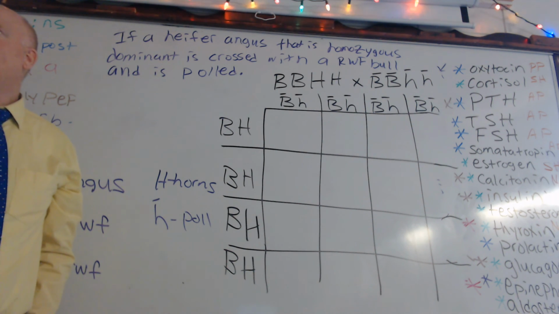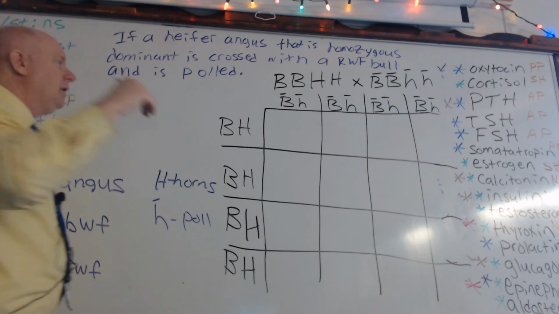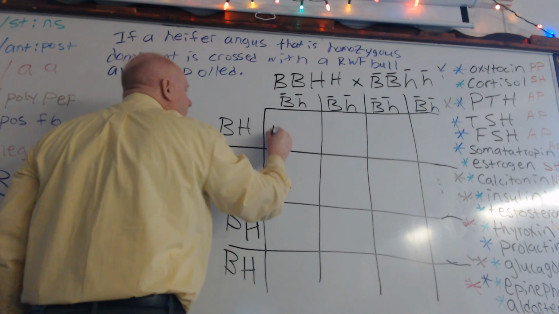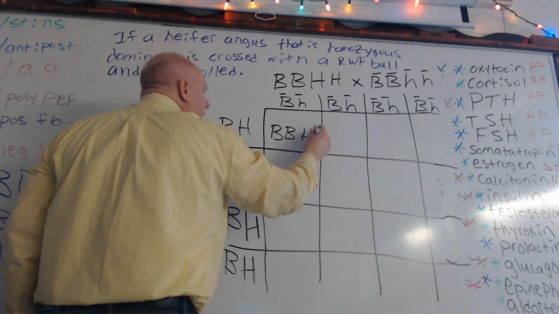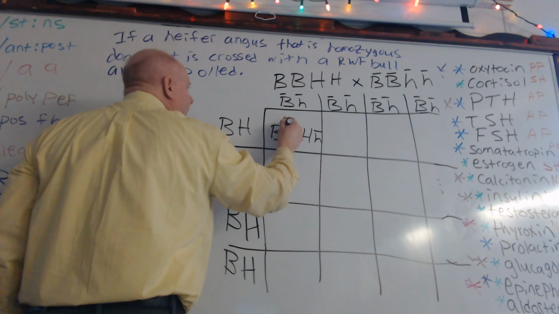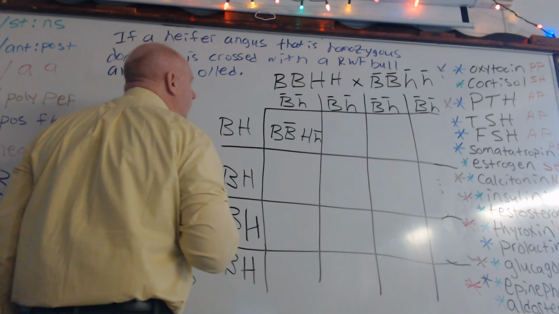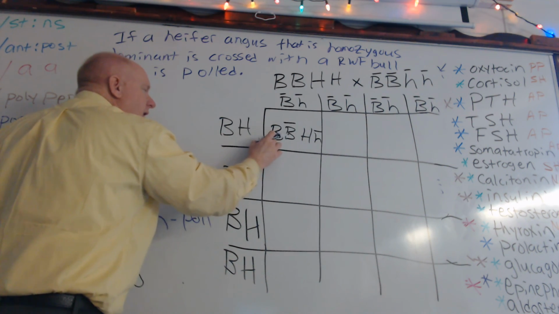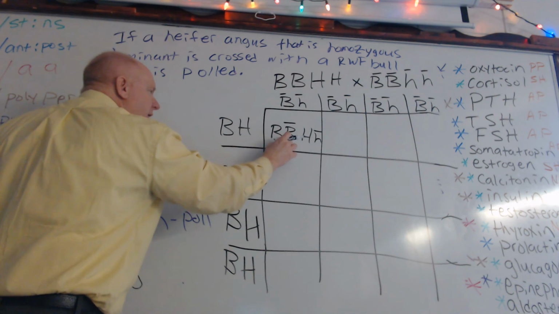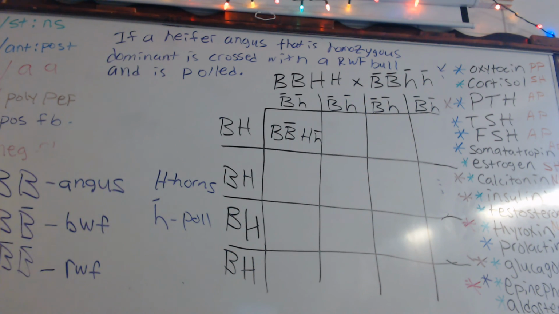Believe that? Okay, well, we'll just do this box just because it's the first one. Okay, so what does that genetic makeup tell you? You got a capital B, and a capital B with a line over it. What does this tell us? What's that going to look like? It's a black-white face, and it's got horns.